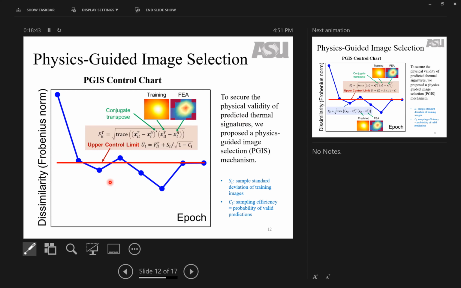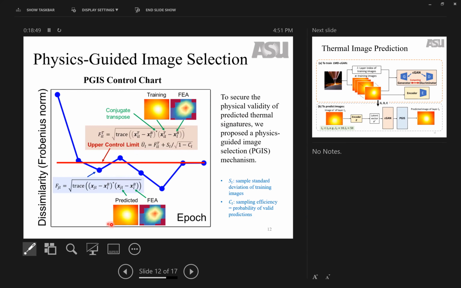Then when we use LMBCG for prediction, we have the predicted image like this. Again, we measure the difference between the predicted image and the FEA benchmark. That gives us the Frobenius norm between them, visualized as the blue dots in this control chart. We compare the magnitude, or the height, of the blue dot with the control limit. If it is below the control limit, then that's good. This prediction is physically valid and we preserve it. Otherwise, if it is above the upper control limit, it is physically invalid. We should discard that, and again we do the prediction to obtain another predicted image.